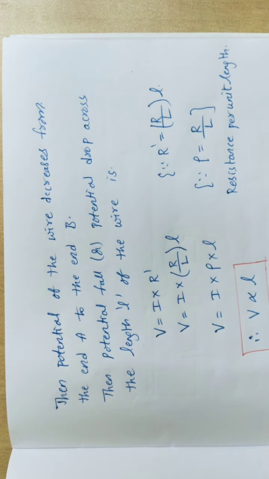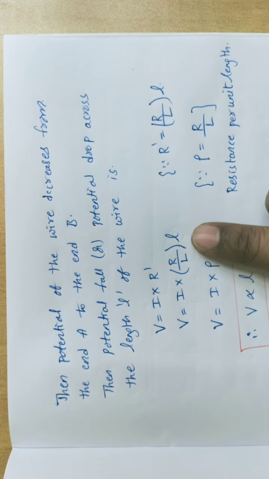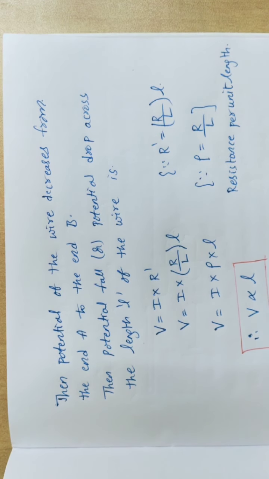Students, the potential of the wire decreases from end A to B continuously. The potential drop is represented as V equal to I into R dash. So V is equal to I into R by L into small l, that is V is equal to I into rho into l. Here rho is taken as capital R by L, which is the resistance per unit length. Therefore V is proportional to l. So the potential drop for a portion is directly proportional to the length of that portion. This is the principle of the potentiometer.